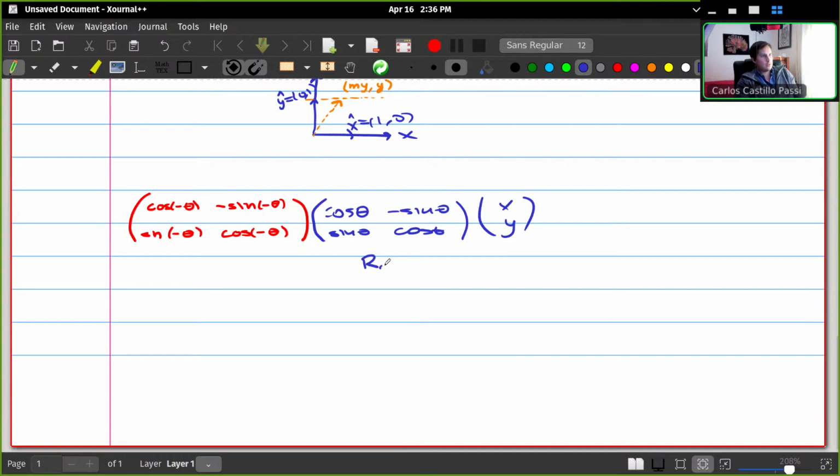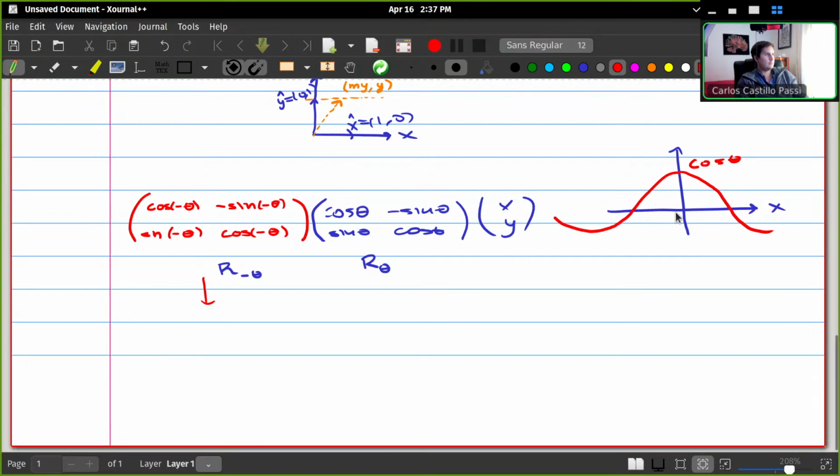This rotation in angle theta and this rotation in angle minus theta, they will cancel out. Let's look a little bit more at the red matrix here. Just a reminder, you have the cosine function. It looks like this. This is the cosine of theta.